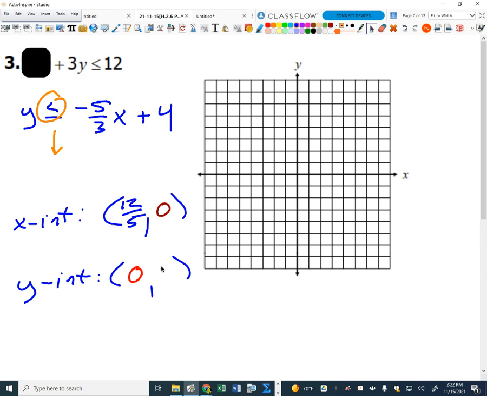Okay. So we could just use those 2 points and graph the line that way. So 0, 4 puts us right there. 12/5, 0. 12/5 is what as a mixed number? 2 and 2/5. 5 goes into 12 2 times with 2 remaining. So 2 2/5 puts me over about 2.4, right? So right about there-ish. What kind of line? Solid or dashed? Solid, because I'm including the equal sign, right? So we got to go solid.